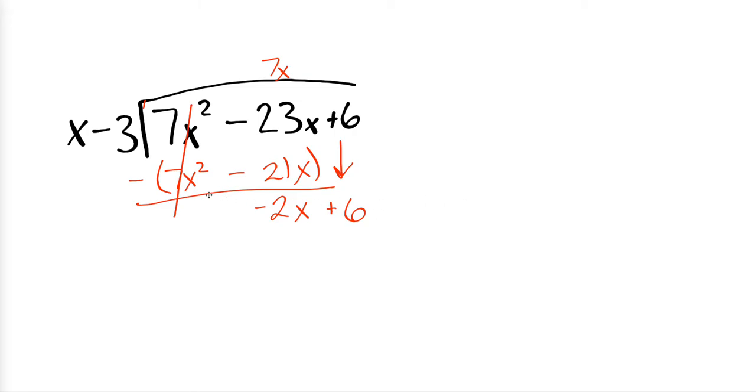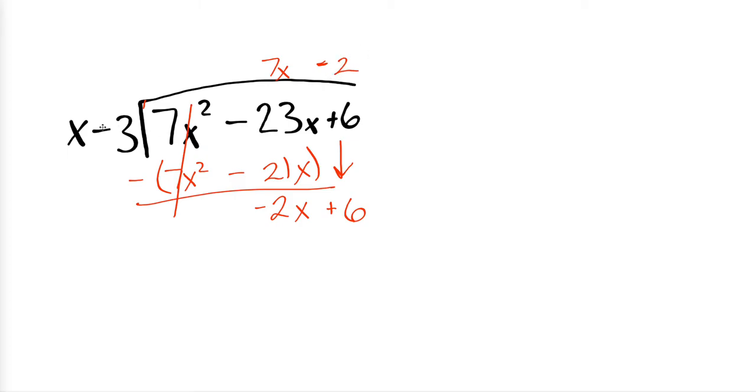I'm not sure why, but once you get to here, this is where it usually is kind of hard to remember the steps. You have to see what multiplies by x minus 3 to equal negative 2x plus 6. So negative 2. Good. That's all I was really waiting for. So multiply by negative 2.